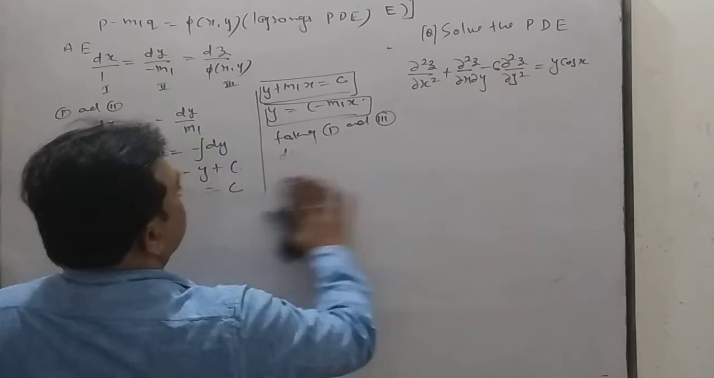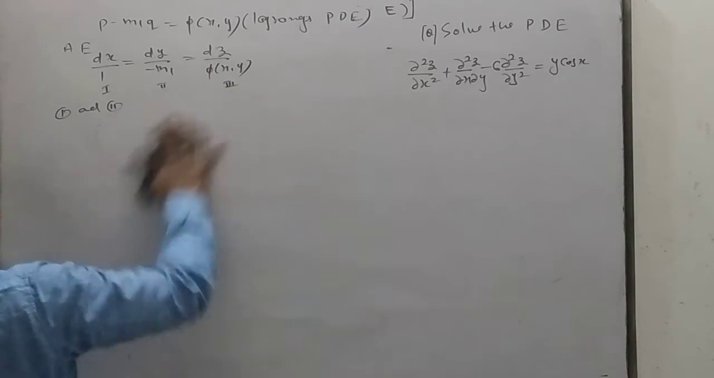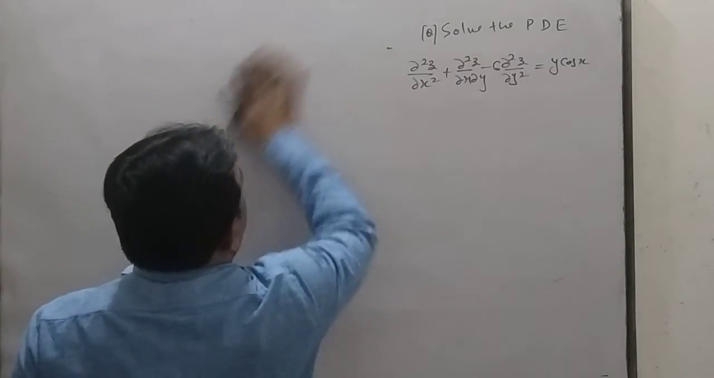This is the most important method for finding the PI of any function. You are getting the PI of any function by this method.